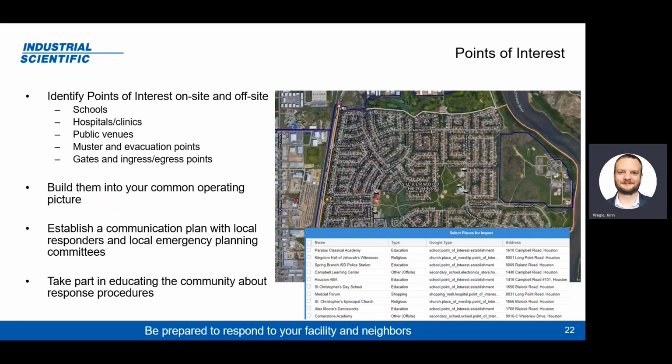Points of interest are offsite locations or on-site locations that are especially of concern. Stuff like hospitals, schools, public venues, public receptors nearby, and muster points. There's sort of a fallacy in a lot of safety-minded industries where the muster point is somehow always going to be safe. It will always be protected and it is sacrosanct. And that is simply not the case.